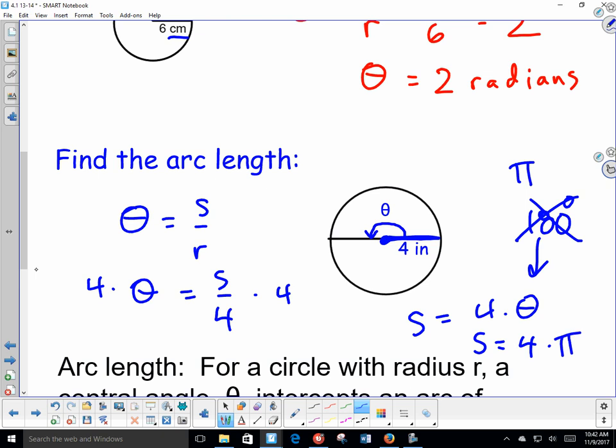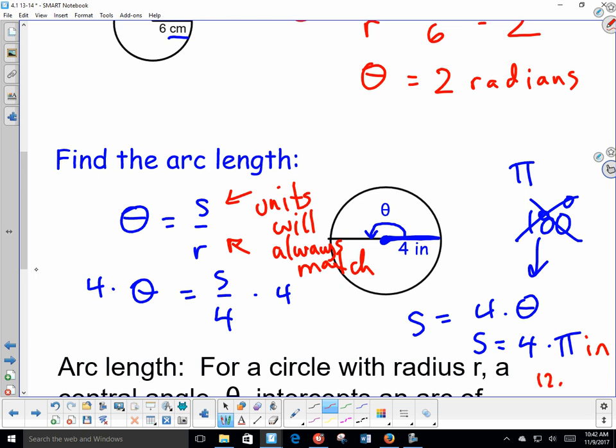What units are we talking about now? Inches. Don't change your mind, Dane. Inches. Remember that the units will always match, right? The S and the R units will always match. The radius was given in terms of inches, so the arc length is going to be 4 pi inches. And if you want a decimal approximation for that, 4 times 3.14, it's like 12.2 inches, something like that. Does that make sense? Yes, ma'am. I just made that up, but it's something like that. All right, questions on this?